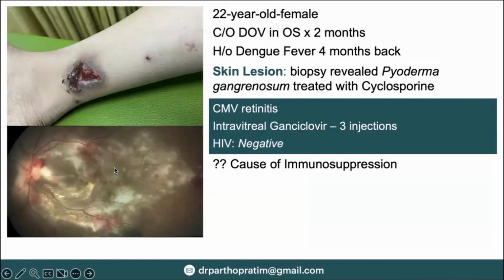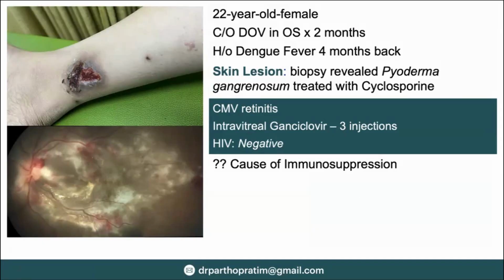Now, let me show a case of a young female who presented with diminution of vision of 2 months, with a history of dengue fever 4 months back, and she was diagnosed with skin lesions, and the biopsy revealed pyoderma gangrenosum, which is treated with cyclosporin.